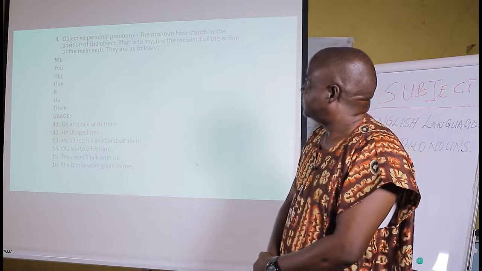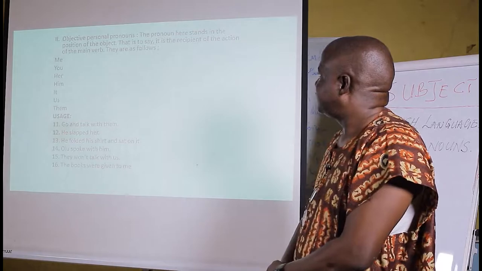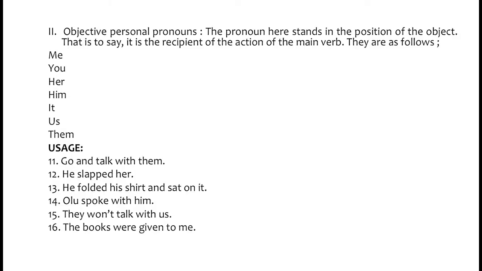Objective personal pronouns. The pronoun here stands in the position of the object. That is to say, it is the recipient of the action of the main verb. They are as follows: me, you, her, him, it, us, them. Now, how is this used in a sentence? Go and talk with them.